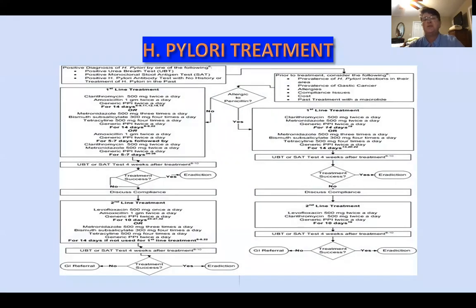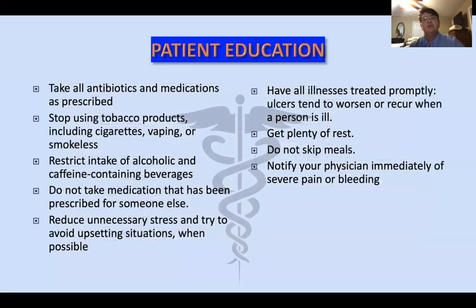For those patients allergic to penicillin, you would use clarithromycin and metronidazole twice a day and a proton pump inhibitor for 14 days. If that treatment is not successful, you would move on to levofloxacin, clarithromycin, and the proton pump inhibitor. After the second round of treatment, if you're not successful eradicating the bacteria, they need a GI referral.